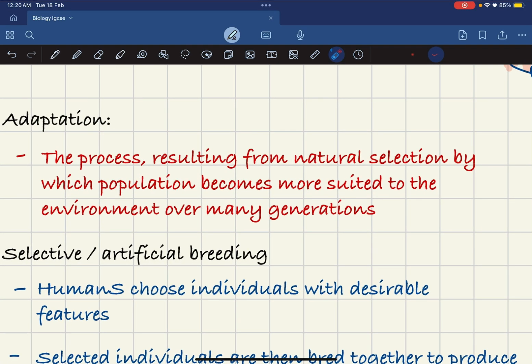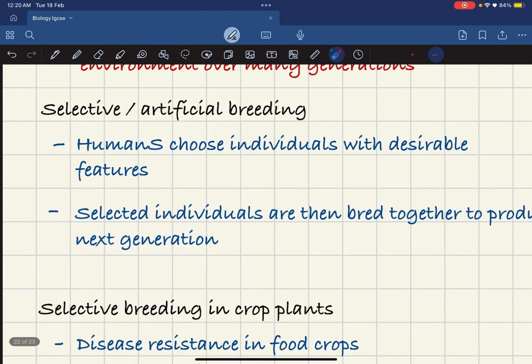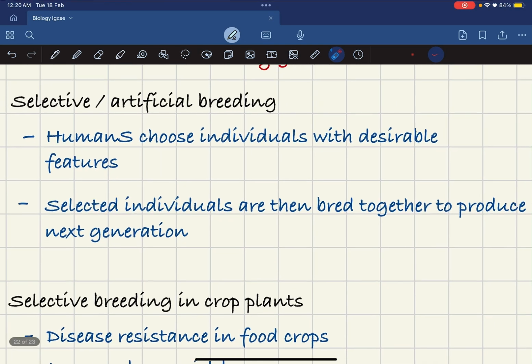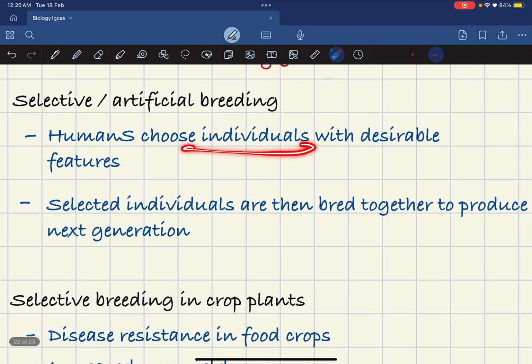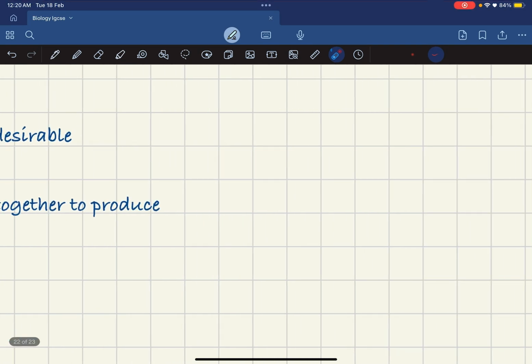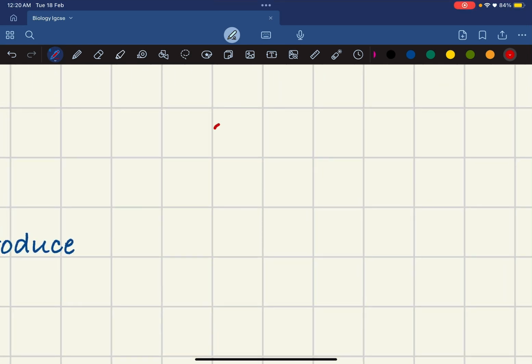Now, in a nutshell, adaptation is a process resulting from natural selection by which population becomes more suited to the environment over many generations. Okay, now let's look into selective or artificial breeding. So this is when humans choose individuals with desirable features. For example, let's say you want sweet strawberries, okay, because usually, at least where I live, every time I buy strawberries, they're quite sour. Let's say we want sweet ones, okay.